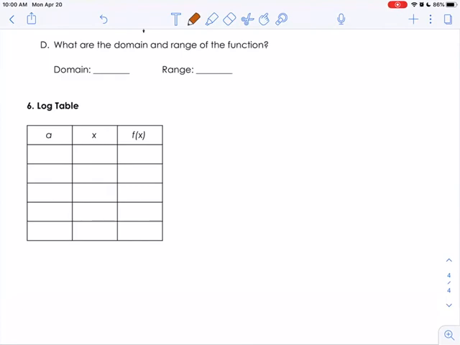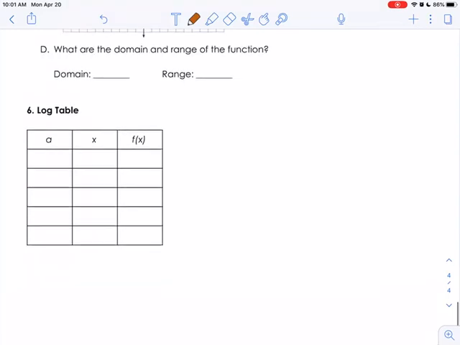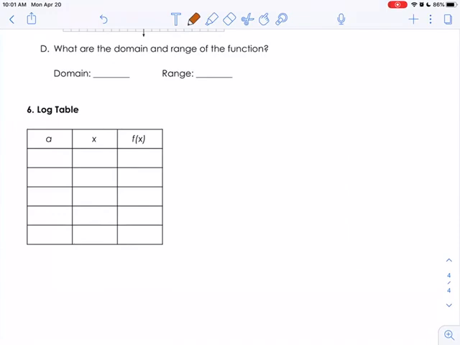We had a few of these on the homeworks. This one is a log table. So they're going to give you different values. They'll either give you a or x or f of x. And so you're going to plug those in, and then you might need to rewrite it as an exponential function to be able to solve for the missing value. So once again, check on the homeworks for that one. But I should see work for all of these. I want to see the table filled in, and then off to the side you should show your work for how you solved each one.